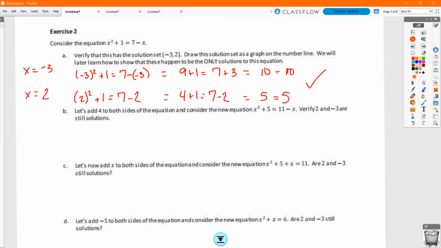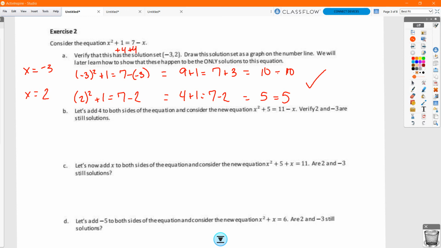All right. So let's add 4 to both sides of the equation and consider the new equation: x squared plus 5 equals 11 minus x. Verify 2 and negative 3 are still the solutions. So now they have added 4 to the original equation. They added 4 here and they added 4 here. That's the reason why we get x squared plus 5 and 11 minus x.